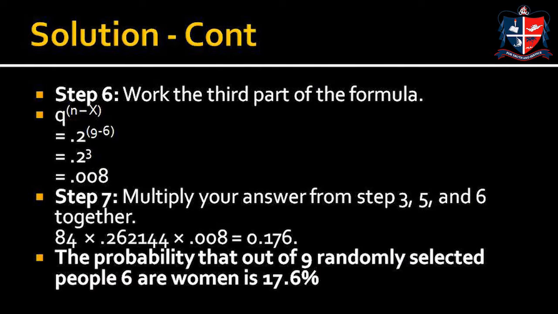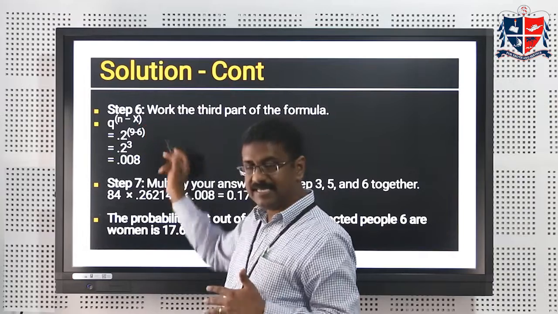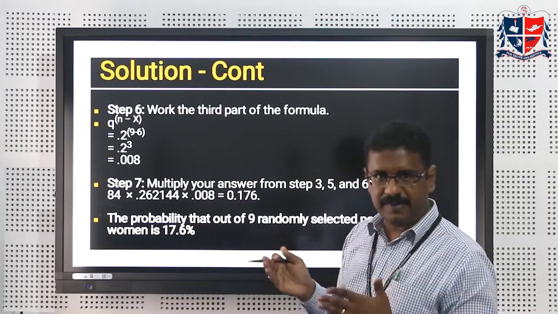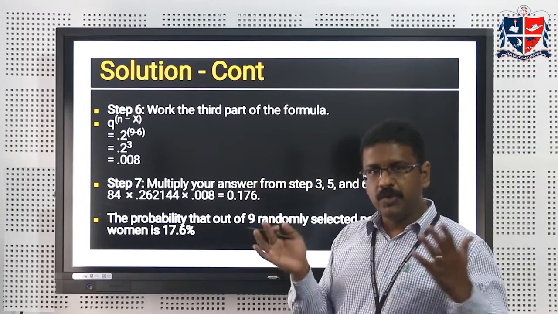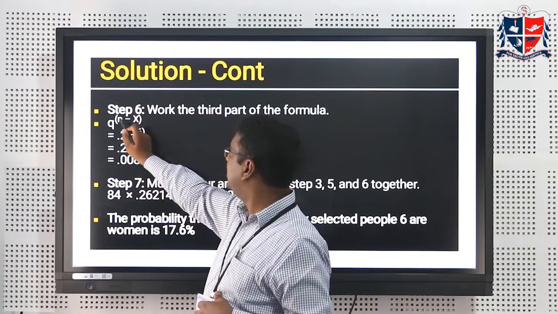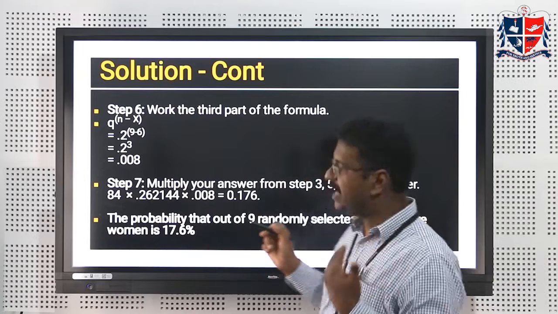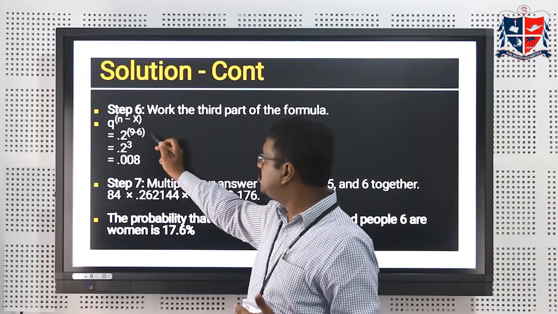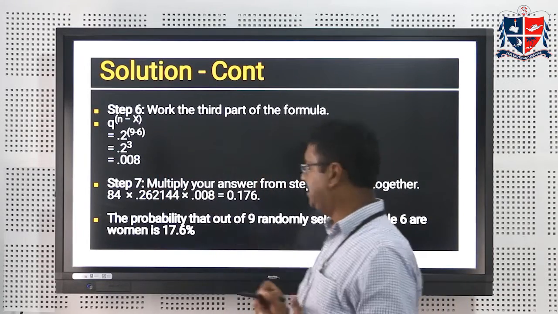Let's work out the next part of the formula. The third part of the formula is q raised to n minus x. In our formula, we have written 1 minus p, which is the same as q. So q is the probability of failure. So q is 0.2 raised to n minus x, where n minus x is 9 minus 6. So 0.2 raised to 3, that is 0.008.